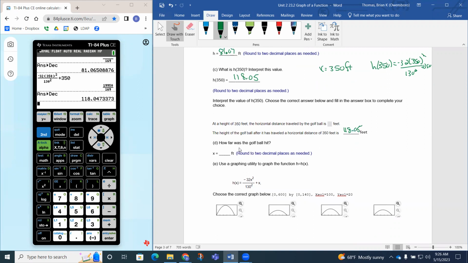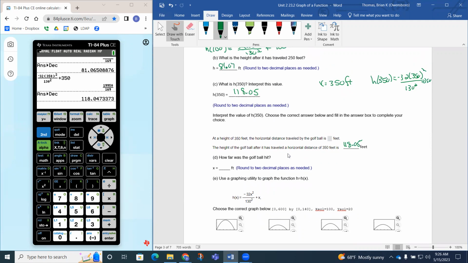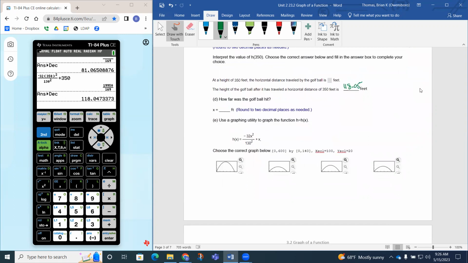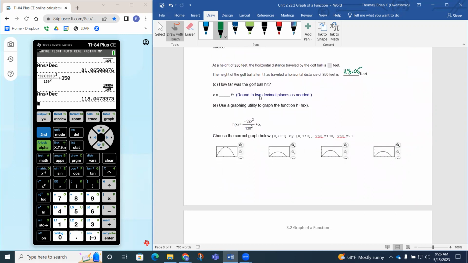So the next question is how far is the ball hit? What they're asking you is what's the horizontal distance? Now, the catch is that for the horizontal distance, notice that the height is going to be back on the ground. So how far is the ball hit? Well, that means the y value, or the output value, has to equal 0. So we're looking for the horizontal distance that matches that.